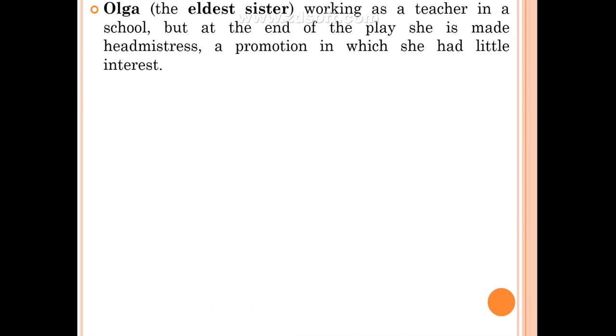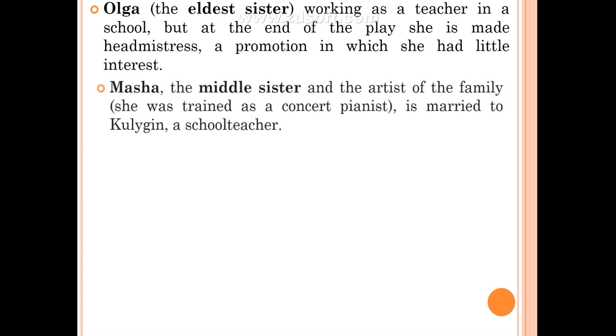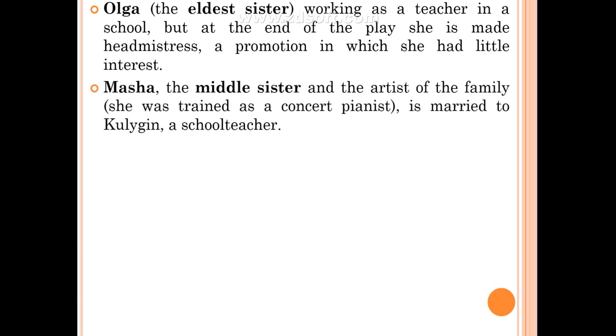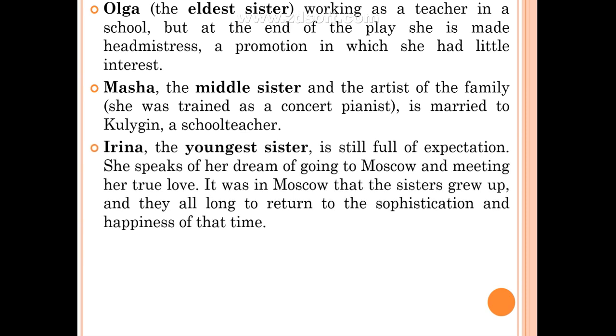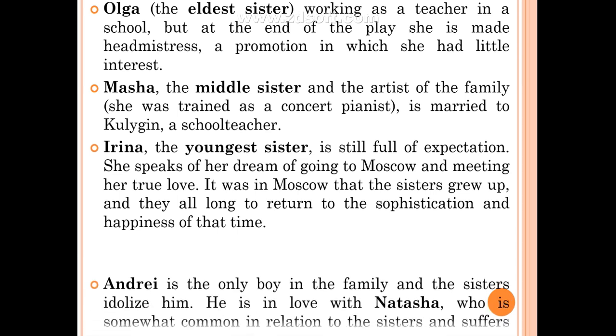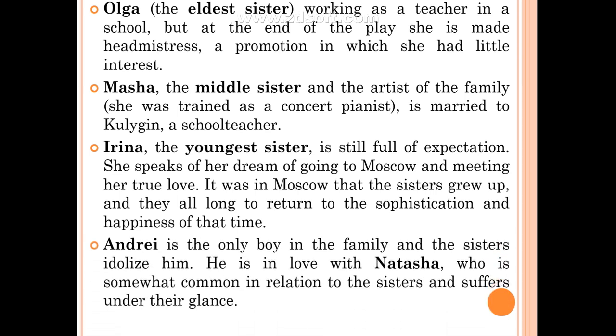Then the play introduces us to the major characters. We come to know Olga, who is the eldest sister, we discussed yesterday. Then Masha, she is the middle sister, and she got married to Kulygin, who is a school teacher, and she got married at the age of 18, you know. Then we discussed Irina, who is the youngest one, and she is full of expectation. She wants to do so many things in her life, and basically she wants to return to Moscow. And then we discussed yesterday that Andrei is the only boy in the family and the sisters idolize him. He is in love with Natasha.